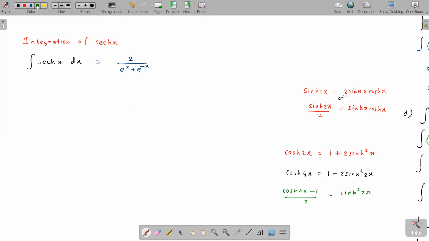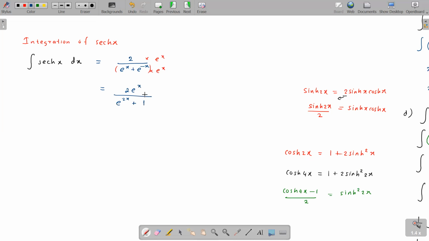Shall we simplify this a little bit? e to the minus x means 1 over e to the x. Shall I multiply both up and down with e to the x? Okay, then what do we get here? 2 e to the x. e to the x into e to the x is e to the 2x. e to the minus x into e to the x is e to the power 0, which is 1. Okay, so I come to this point.